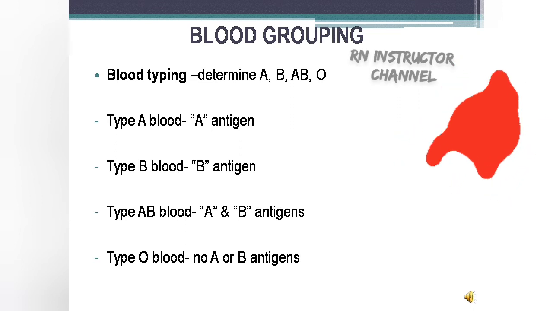It involves determination of the antigens present on the individual's RBC. For example, type A blood group contains A antigen on the RBC. B blood group contains B antigen on the RBC. AB blood type contains both the A and B antigens on the RBCs, whereas type O blood contains no A or B antigens on RBC.